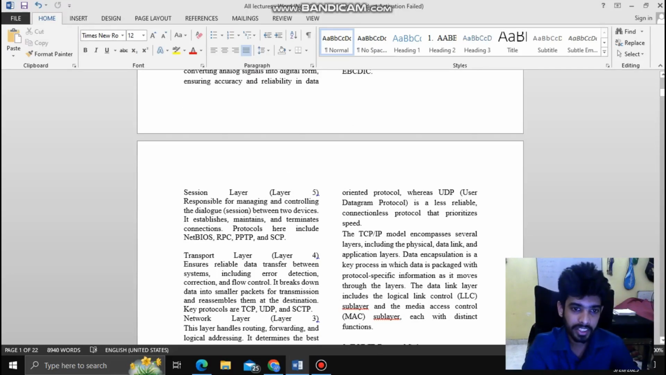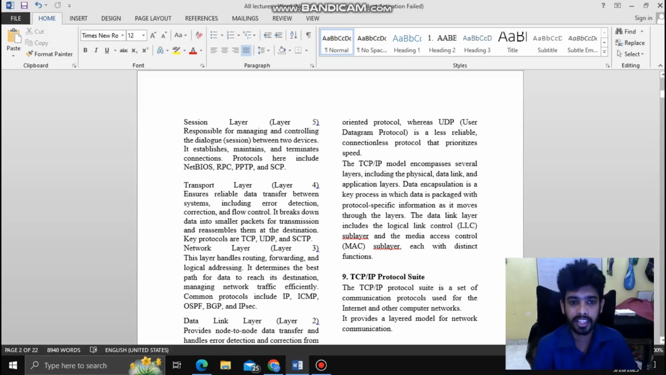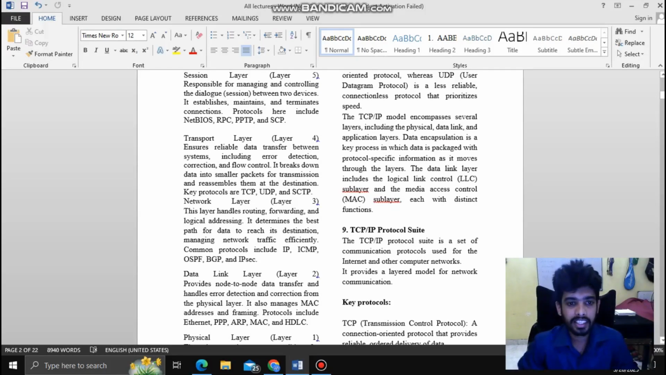Then when we go further down, we have the session layer, which is the layer 5, responsible for managing and controlling dialogue. That means the sessions between two devices, right? Some protocols are RPC, PPTP, STP. The next layer, the layer 4, transport layer. This ensures reliable data transfer between systems. Mainly error detection and error correction is the major task of this layer. Then the next one, network layer, which handles the routing, forwarding, everything. Some major protocols that run here, ICMP, BGP.